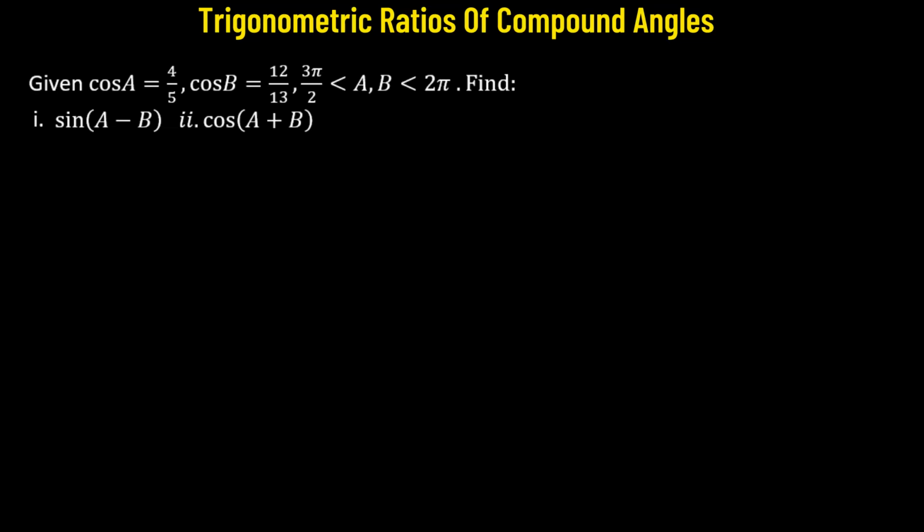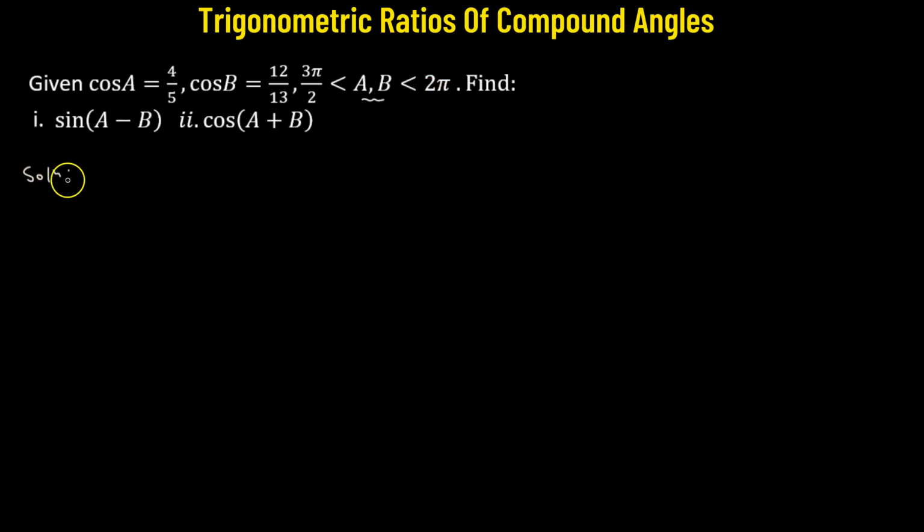So we need to find out the value of sine A minus B and cosine of A plus B. And it's given here the value of cosine A and cosine B. Also, there's a condition here that the two angles A and B lie between 3 pi over 2 radians and 2 pi radians. Let's try to understand the problem.